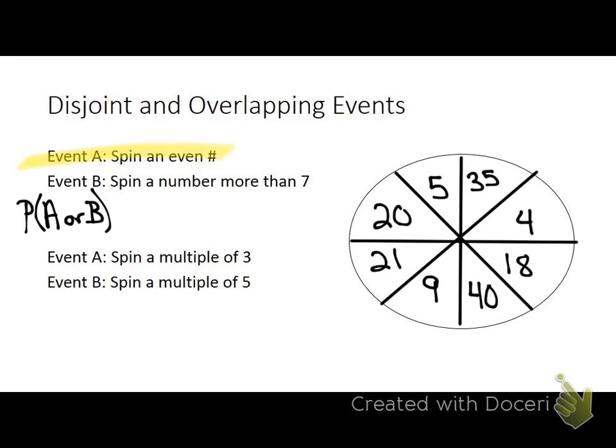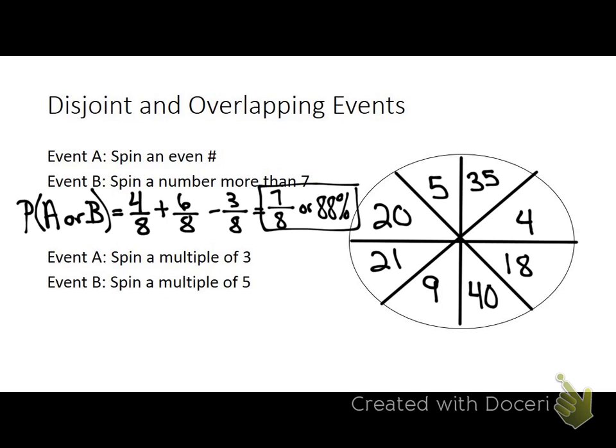The first thing I look for is, what is the probability that I spin an even number? How many even numbers are on the spinner? 4. So 4 out of 8. What's the probability that I spin a number more than 7? 6 numbers on the spinner are more than 7, but are there any numbers that are both even and more than 7? Yes, how many? 3. So I have to subtract that number from my total to now get 7/8 or 88%.